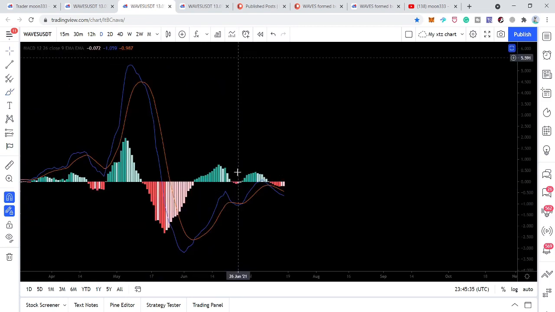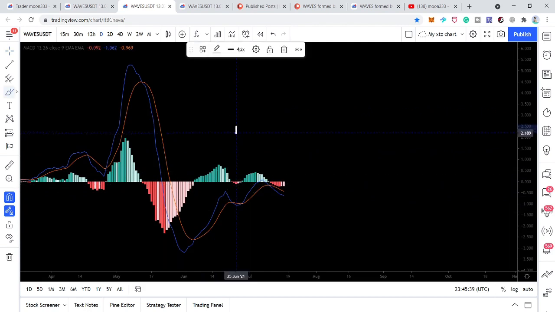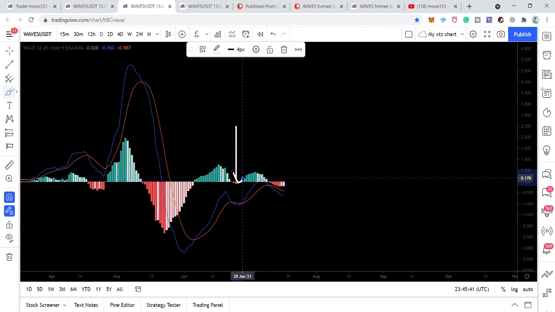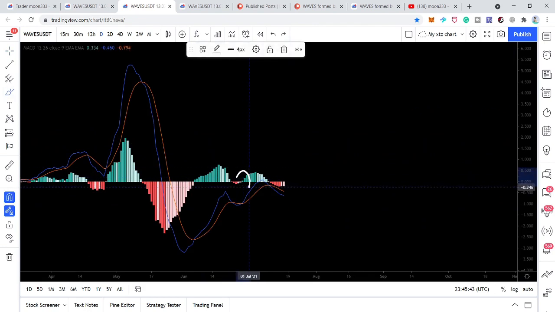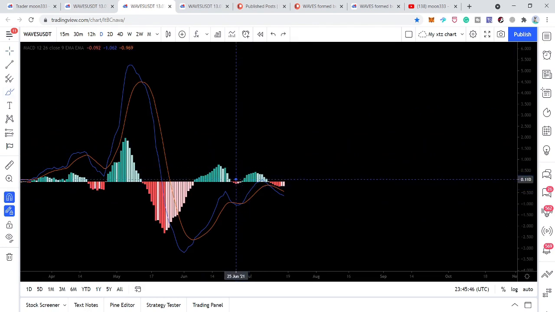and you can see that the MACD at that time here was strong bearish, and then here the MACD turned weak bearish from strong bearish. Here you can see. So it was another bullish signal.